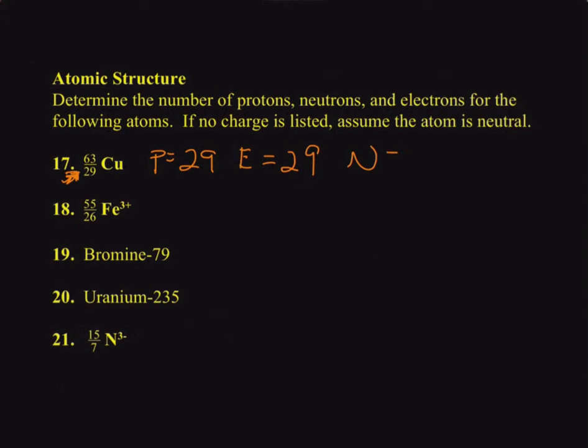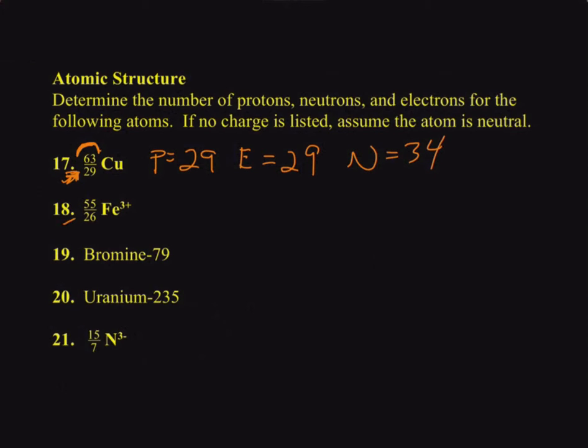And the number of neutrons, we find it by taking this top number here. The top number is the mass, which is the protons plus the neutrons, which means if there are 29 protons and the total is 63, that means there are 34 neutrons, because 29 plus 34 is 63.